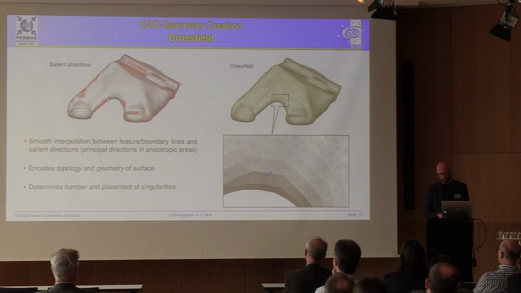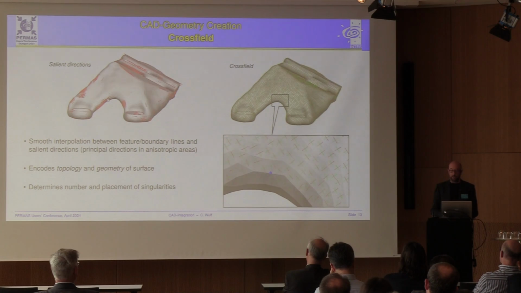And such a cross field, if you compute this, encodes the geometry as well as the topology of the surface, because this also determines the number and placement of singularities. There's a close relationship between the number of singularities and the topology of a structure.